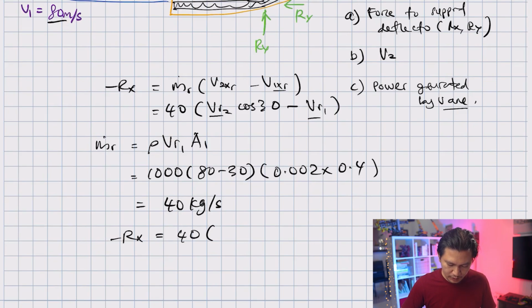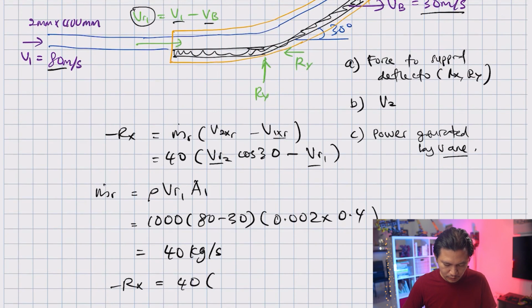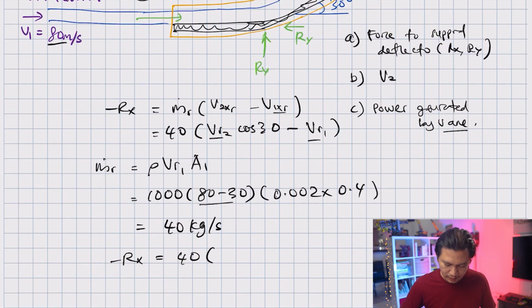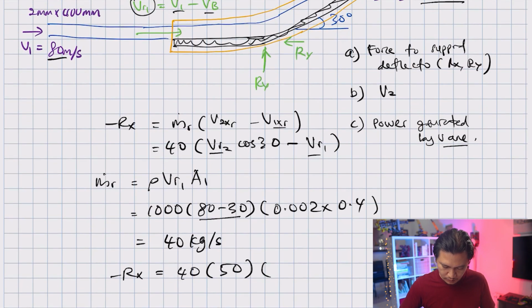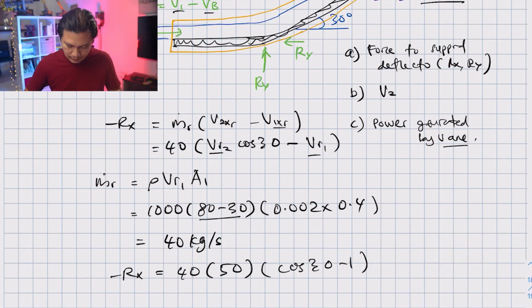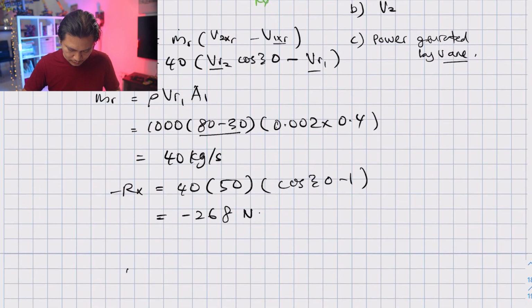So minus Rx is equal to 40 times, what is our VR1? VR1 is 80 minus 30. So this is 50 times cos 30 minus 1. And this is equal to 40 times 50 times cos 30 minus 1, which is minus 268 Newton. So Rx is equal to 268 Newton.